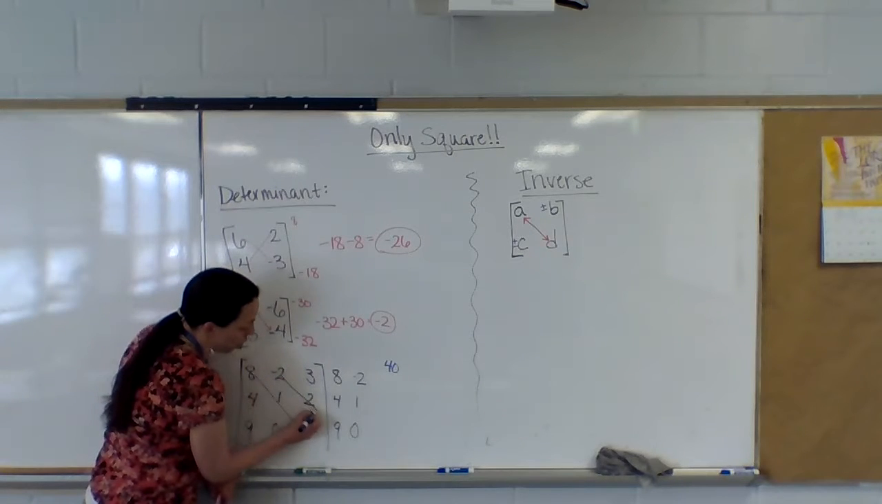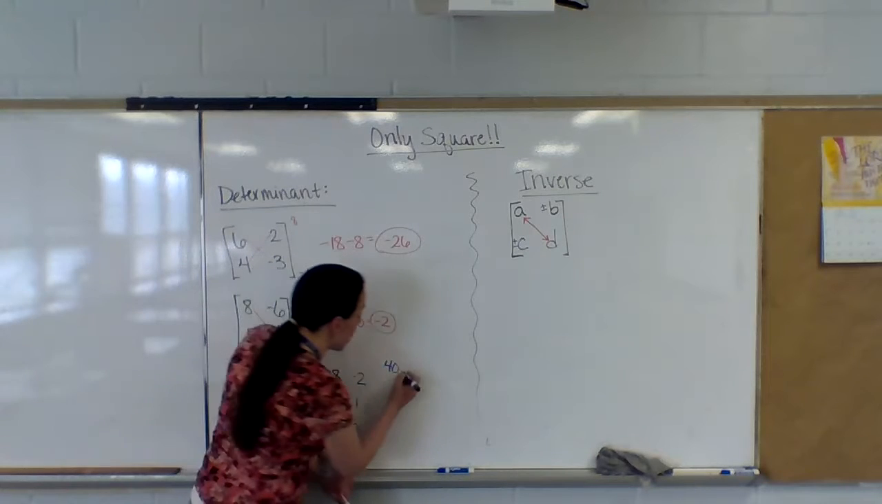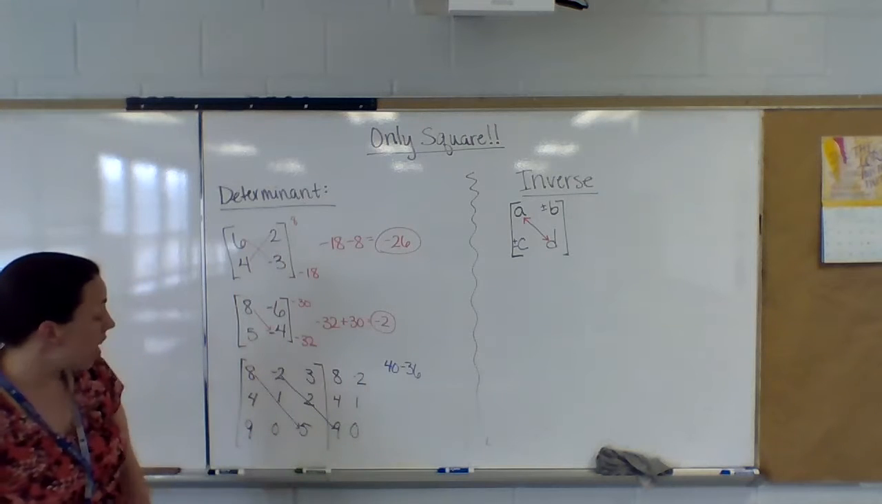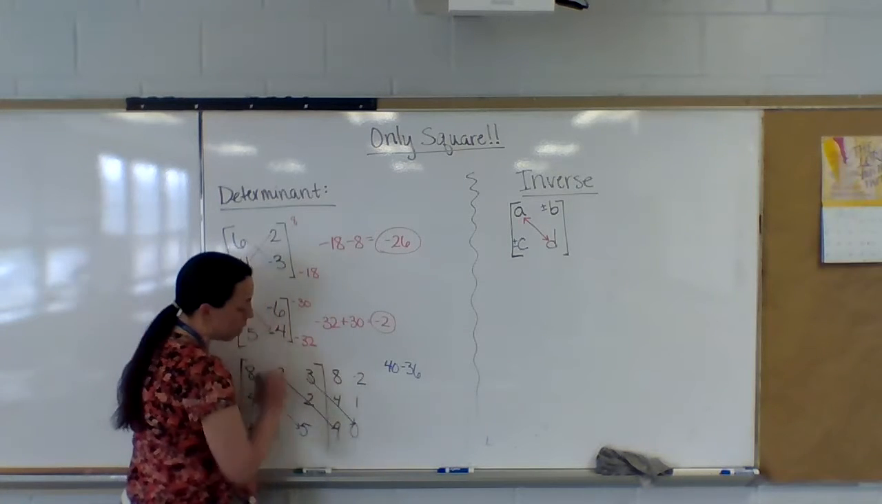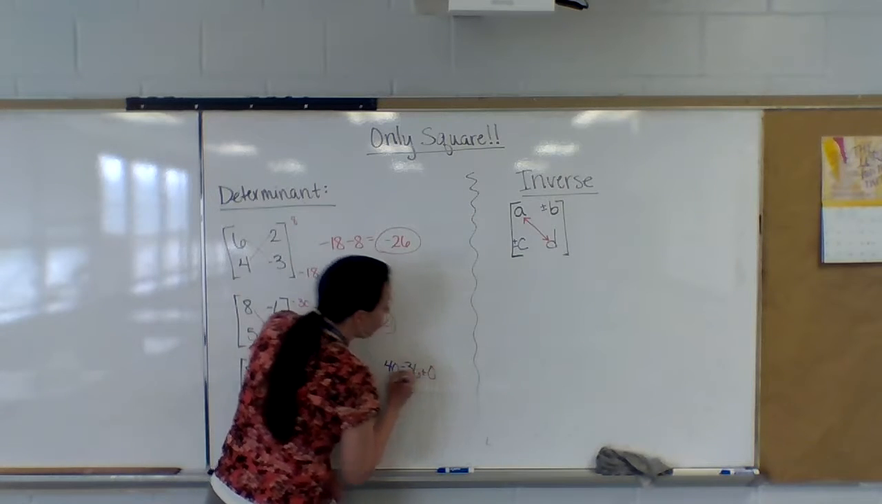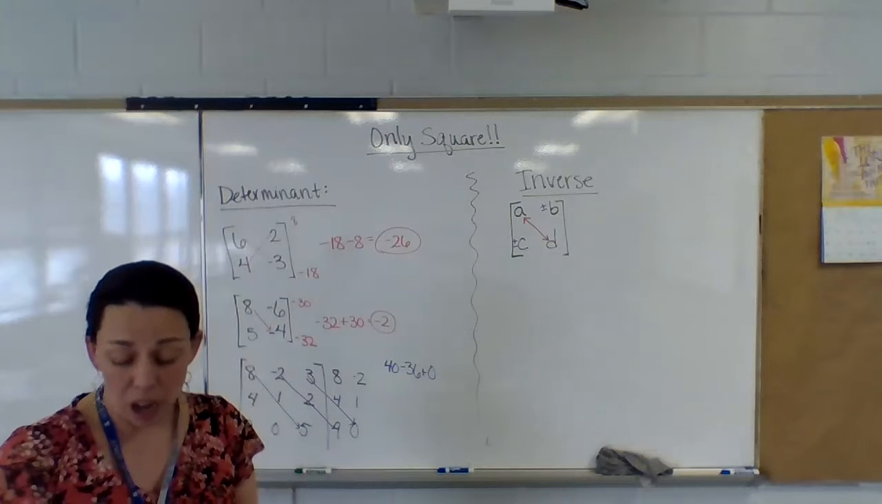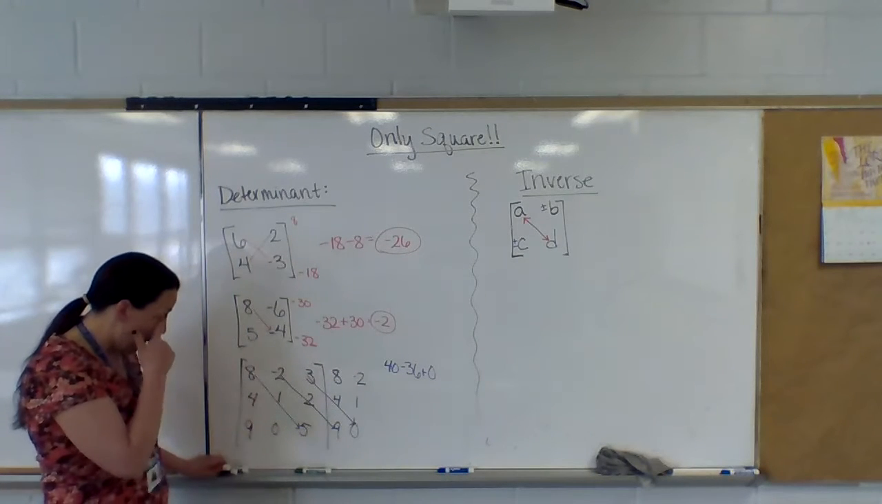Negative 2 times 2 is negative 4. Negative 4 times 9 is negative 36. Since again that is a down diagonal, I would leave that as negative 36. 3 times 4 is 12, but 12 times 0 is 0. I'm going to write it there just so we remember we should have 3 down diagonals, but again 0 is not a big deal.